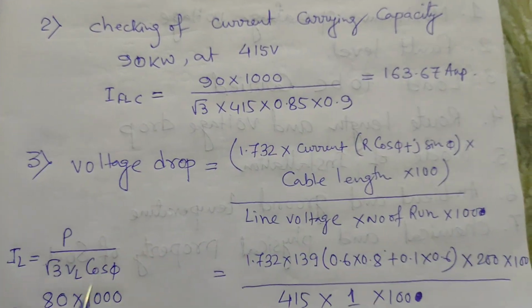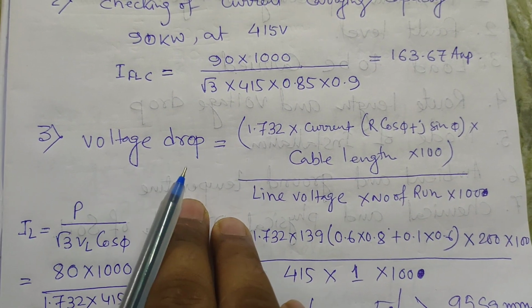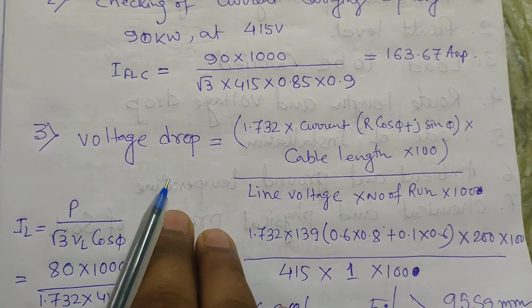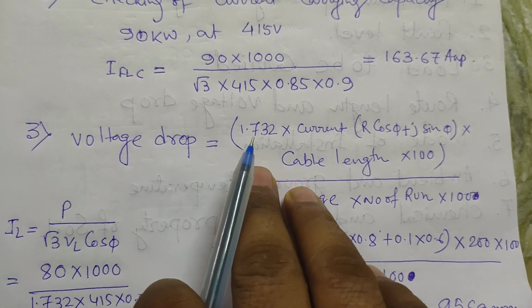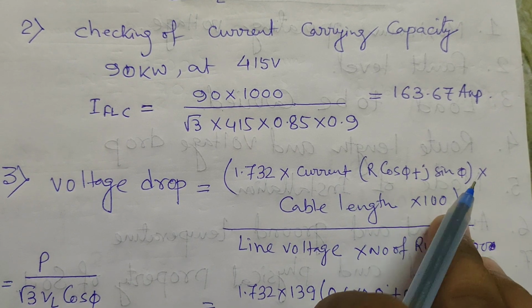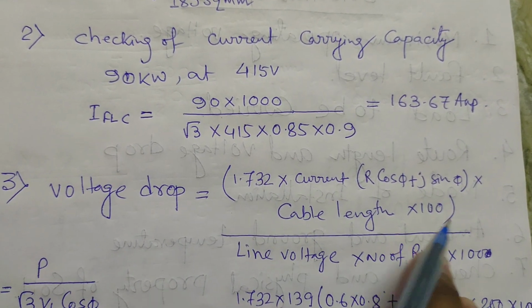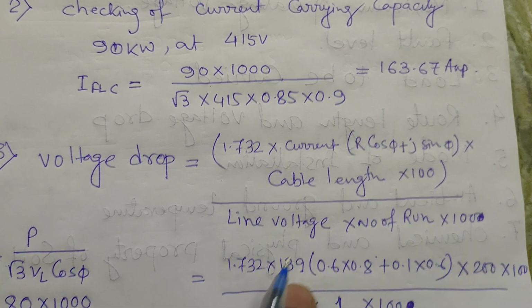The third and most important is the voltage drop. With the help of the voltage drop, we can also identify the cable size. The formula of the voltage drop is 1.732 into current into (R cos phi plus J sin phi) into cable length into 100 divided by line voltage into number of runs into 100.